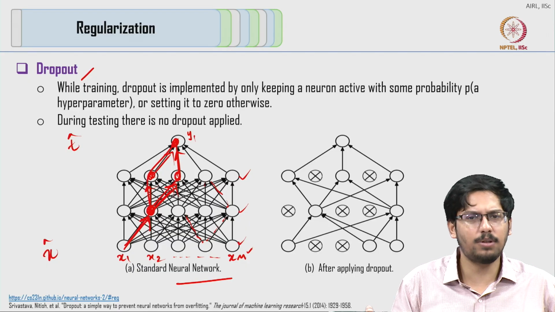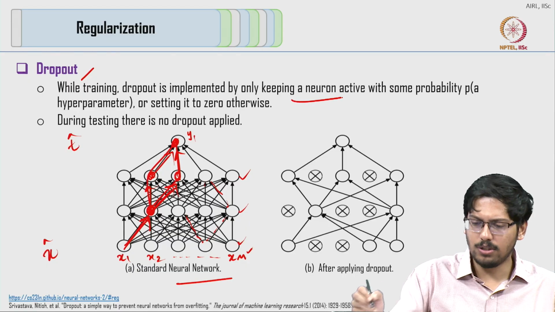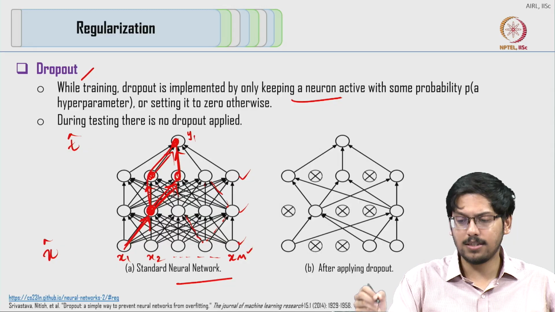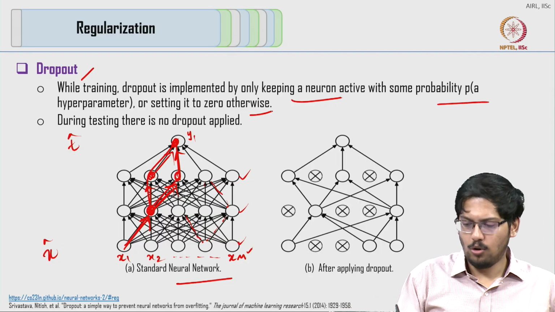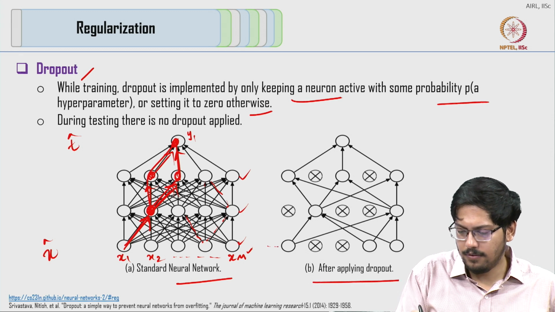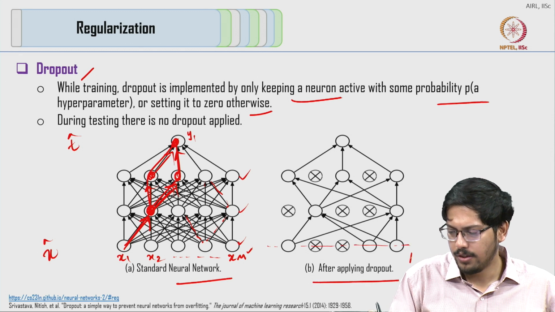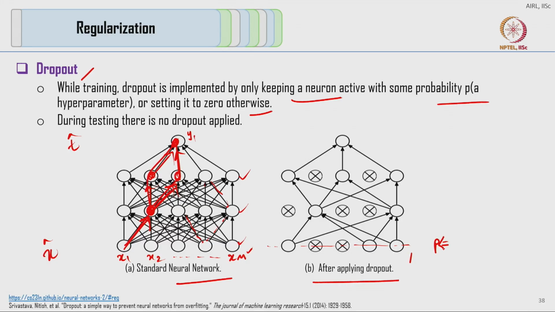Dropout is a very simple phenomenon. While training, dropout is implemented by keeping only certain neurons active with a probability of p and setting the other ones to 0. After applying dropout, for example on the first layer, with a probability of p we would deactivate certain neurons. Similarly in the second layer we would deactivate certain other neurons, and so on. For each layer, if we introduce dropout with a probability of p, certain neurons would be turned off.